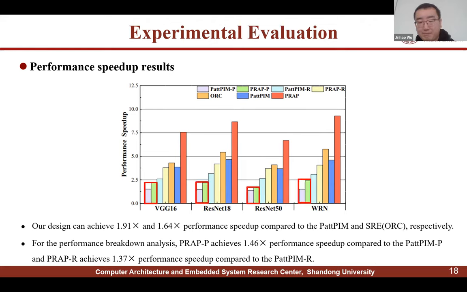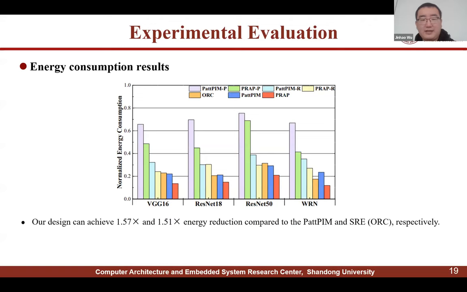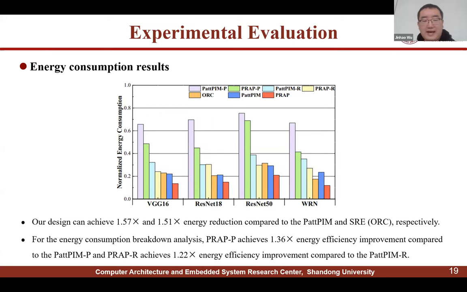Well, PrepR achieves 1.37 performance speedup compared to the PetPimR. For the energy consumption results, our design can achieve 1.57 and 1.51 energy reduction compared to the PetPim and SRE respectively. Well, for the energy consumption breakdown analysis, PrepP achieves 1.36 energy efficiency improvement compared to the PetPimP. And PrepR achieves 1.22 energy efficiency improvement compared to the PetPimR.